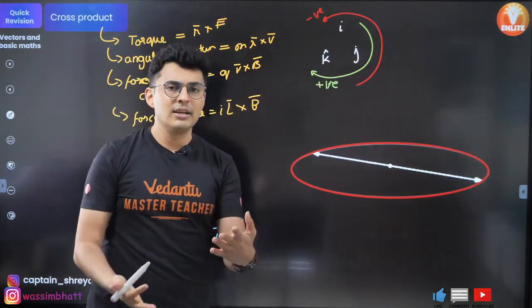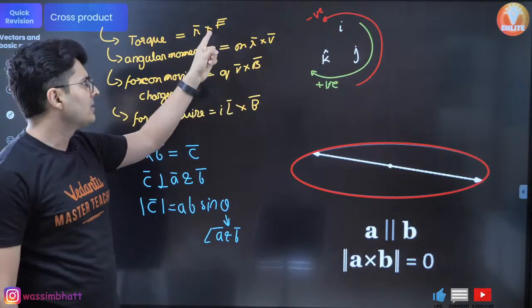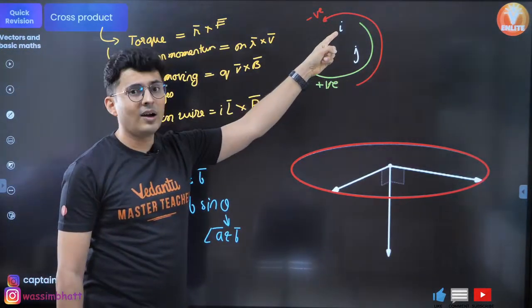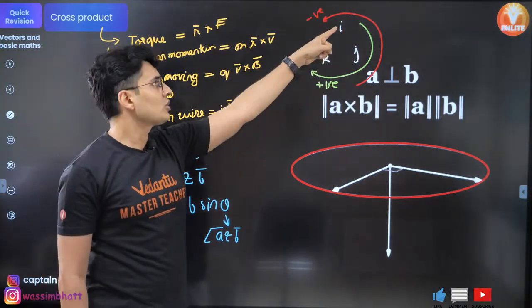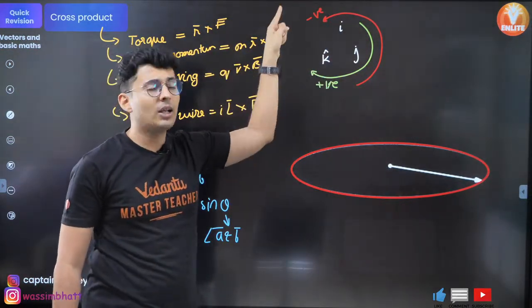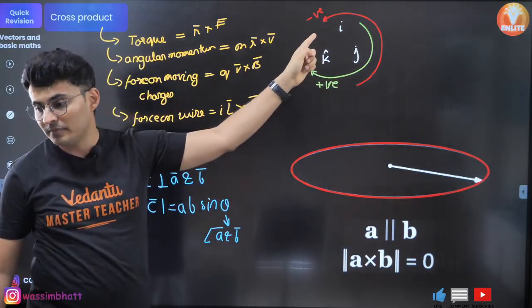So if things like this are given, the position vector is along x-axis, the force vector is along y-axis. Position vector is along y-axis or x-axis, force vector is along the z-axis. So R cross F means I cross K. I cross K, you are going anti-clockwise, so I cross K will be minus J. That's all.